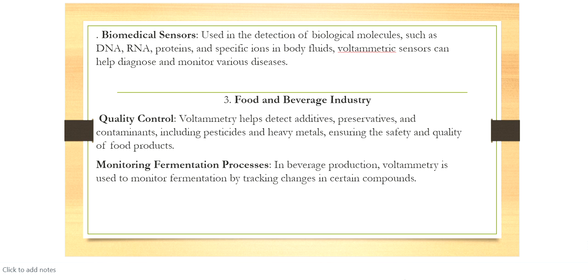And this technique is also used in the food and beverage industry, for example to control quality. Voltammetry can help detect additives, preservatives, and contaminants, including pesticides and heavy metals, ensuring the safety and quality of food products. It is also used for monitoring the fermentation process. In beverage production, voltammetry is used to monitor fermentation by tracking changes in certain compounds.